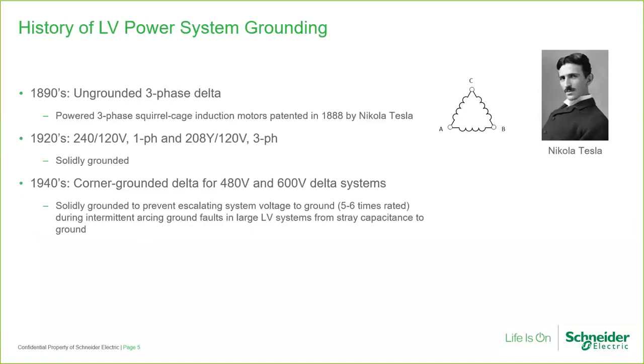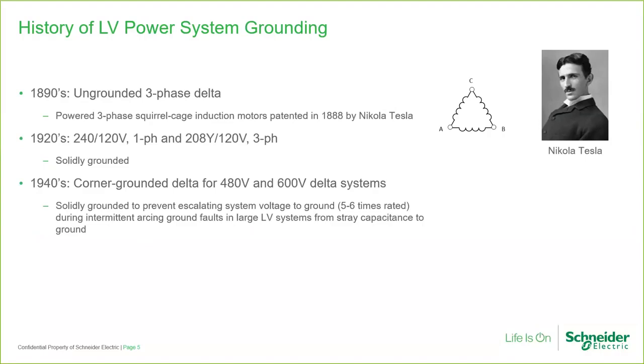If we look at the history of low voltage power system grounding, I go back to the 1890s when Nikola Tesla patented his squirrel cage induction motor. Now, low voltage electrical distribution systems were around for 80 years, from 1890 to 1970, before ground fault protection was added to the NEC in the US and the Canadian Electrical Code in Canada. I wanted to know what changed.